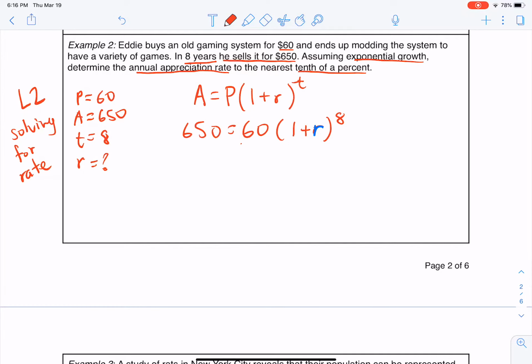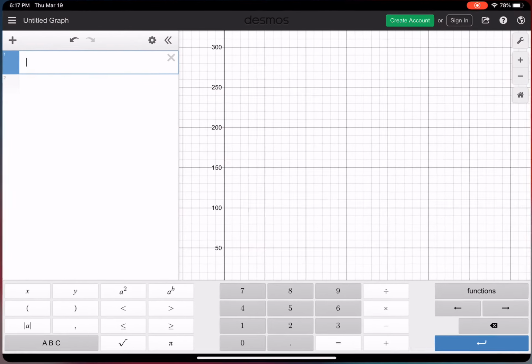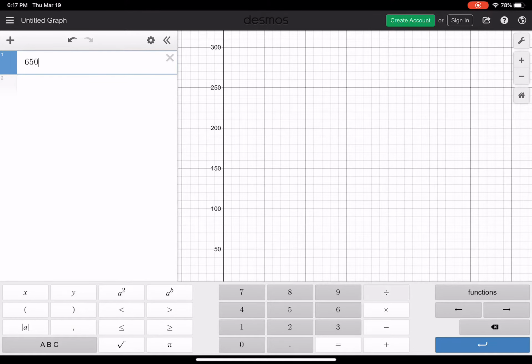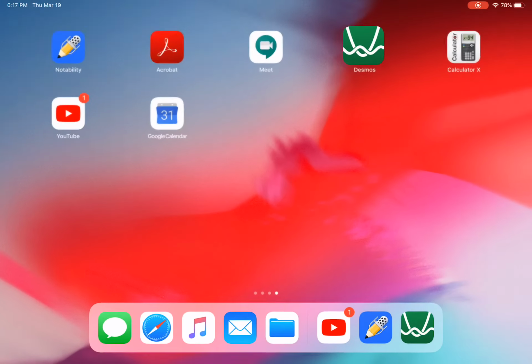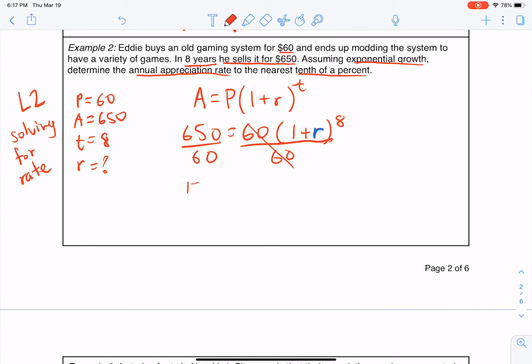To do that, the first thing I'm going to do is divide both sides by 60. Okay, I need a calculator to do that probably. You could do it by hand, take a little longer. 60s cancel over here. So I go to Desmos, 650 divided by 60. You get 10.83 repeating. Really, you could write a few more 3s. Equals 1 plus r raised to the power of 8.